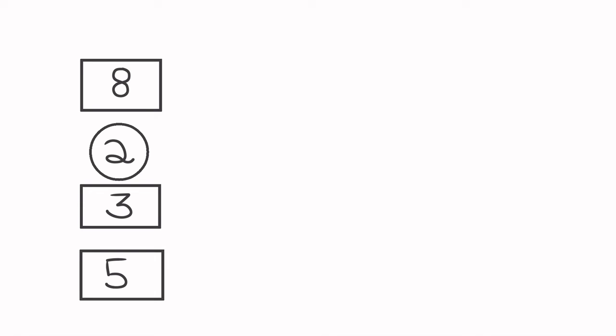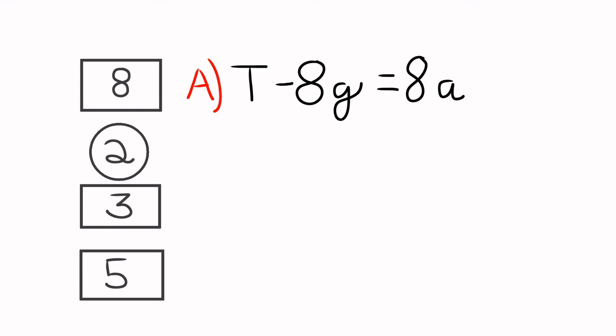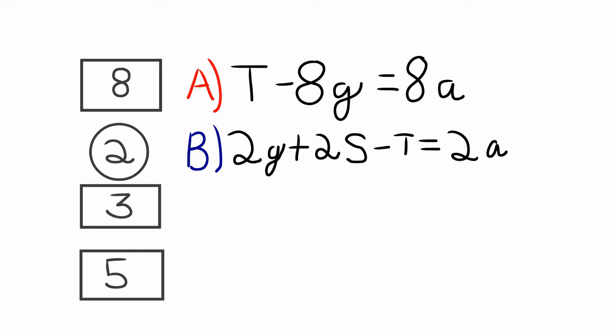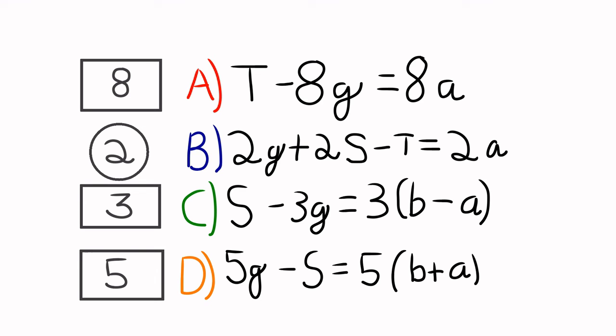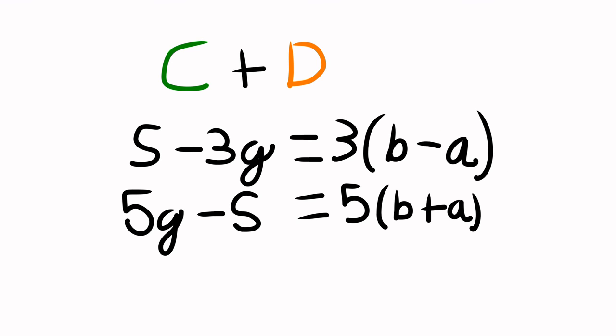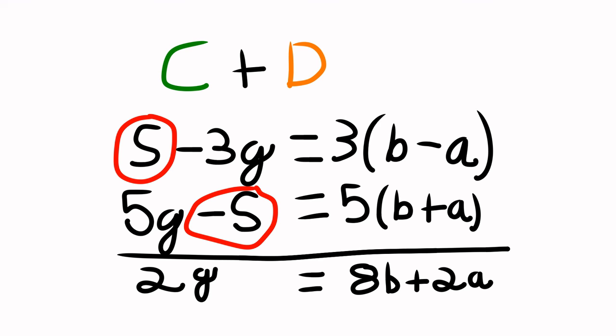So then if we write out our equations for each of the different masses, we have (A) T minus 8g is equal to 8a, (B) 2g plus 2S minus T is equal to 2a, (C) S minus 3g is equal to 3 times (b minus a), (D) 5g minus S is equal to 5 times (b plus a). We're looking for a and b, so that's what we want to find. We don't want any tensions because the question isn't asking for those. So if we want to cancel out all the tensions, so if we take C and D, they cancel out each other, so then we're able to find an equation in g that has a and b as variables that we're trying to find.